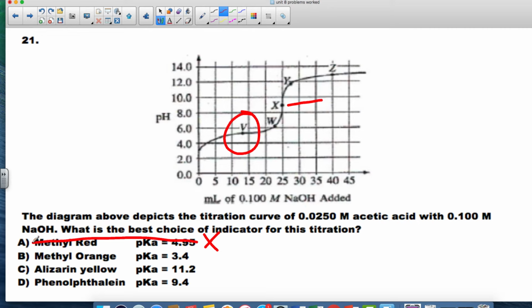The students go, oh, 4.95 has to be the answer because they haven't read the question. The pH at the equivalence point is 9, therefore you would want to pick an indicator with a pKa close to the pH at the equivalence point.